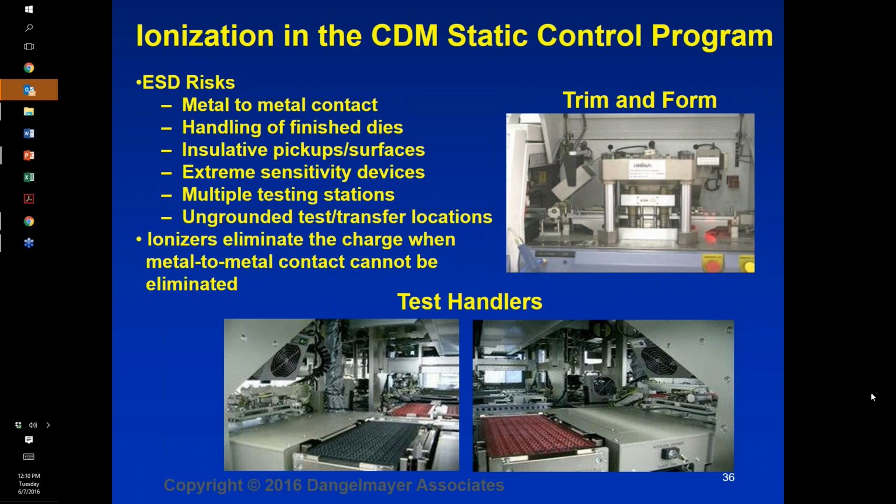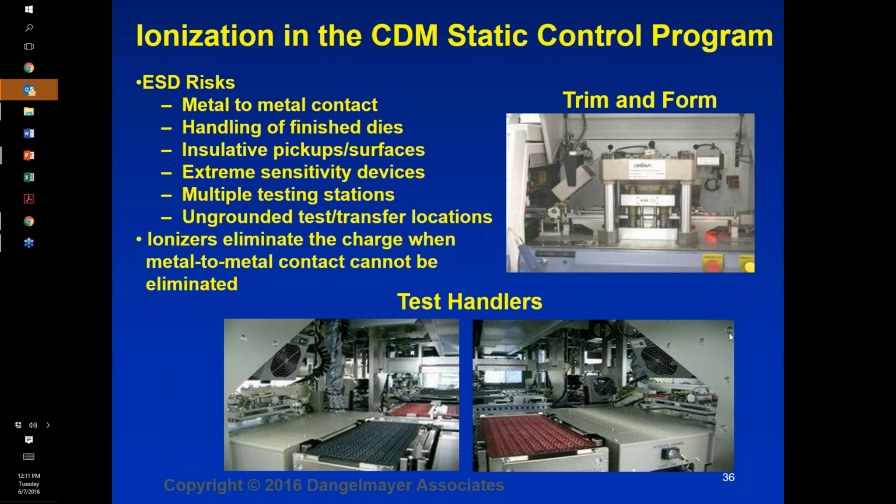So the top picture you see there is trim and form. Sometimes you have leads on the device. The leads during most of the manufacturing process are connected all together with a lead frame. With all the pins of the device connected together, you don't have an ESD hazard, but at some point you do have to separate the pins. And the trim and form process is inevitably a metal-to-metal contact process. And you see the ionizer on the left of the cutting head. It's there to make sure that as parts come into the process, they are very rapidly neutralized so that when the actual metal-to-metal contact occurs, you don't get ESD events.